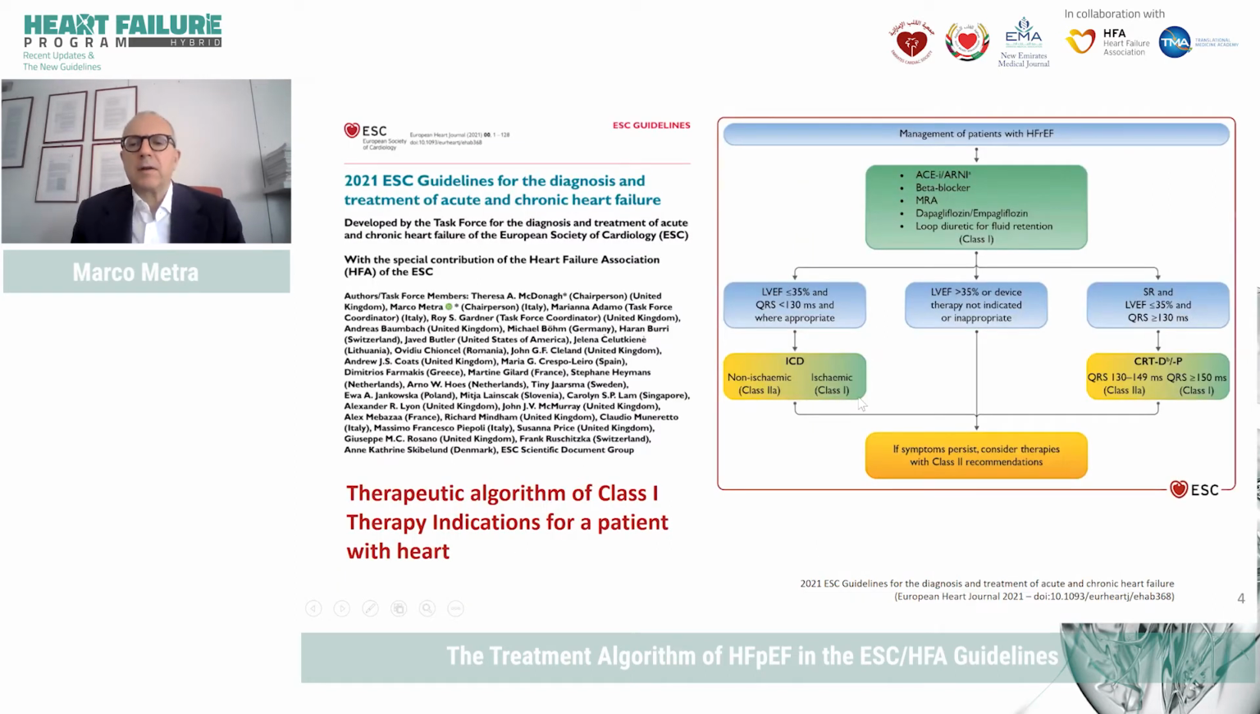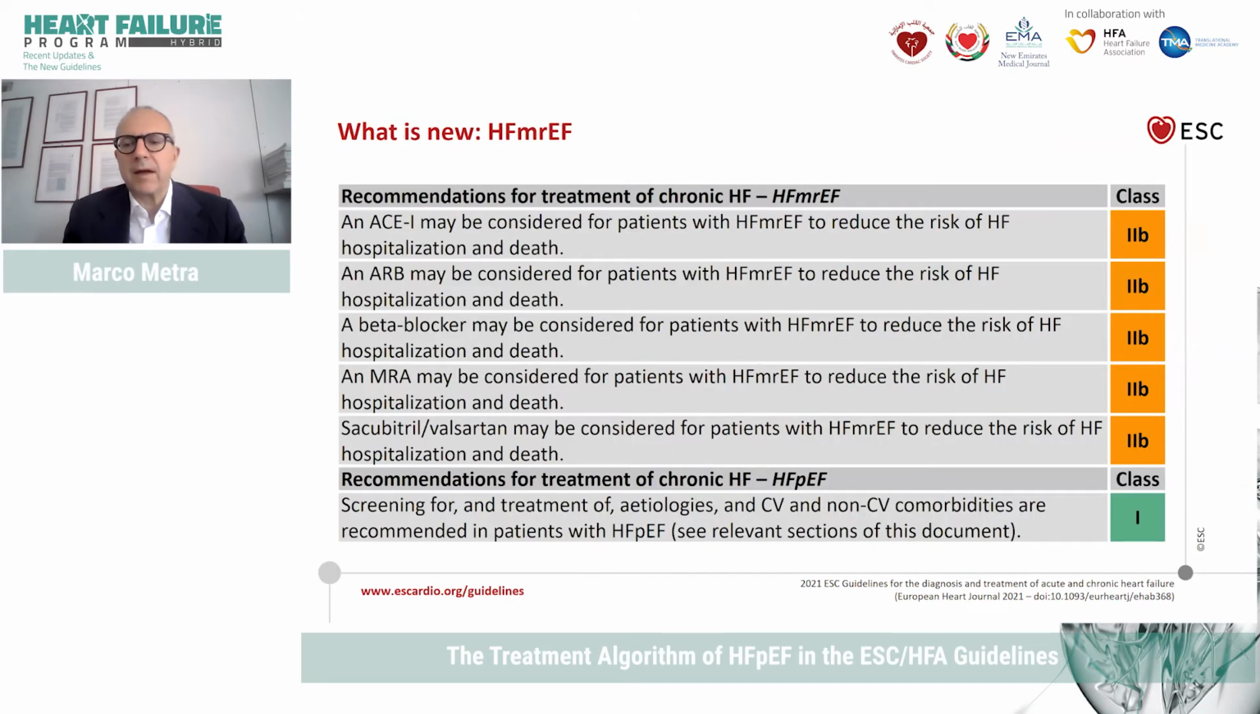We have a clear algorithm for the patients with heart failure and reduced ejection fraction, but this will be the topic of the next presentations. Instead, we have recommendations that are not very strong, because they are based on a retrospective analysis regarding the treatment of the patients with mildly reduced ejection fraction, 41 to 49%. In these patients, and I will spend some slides on them, neurohormonal modulators are indicated based on post hoc retrospective analysis of trials done in patients with an ejection fraction above 40%. So ACE inhibitors, ARB, beta blockers, mineralocorticoid antagonists may be considered, and we will see also sacubitril/valsartan.